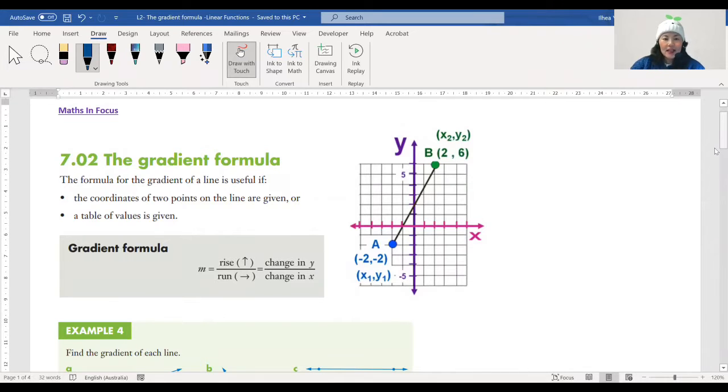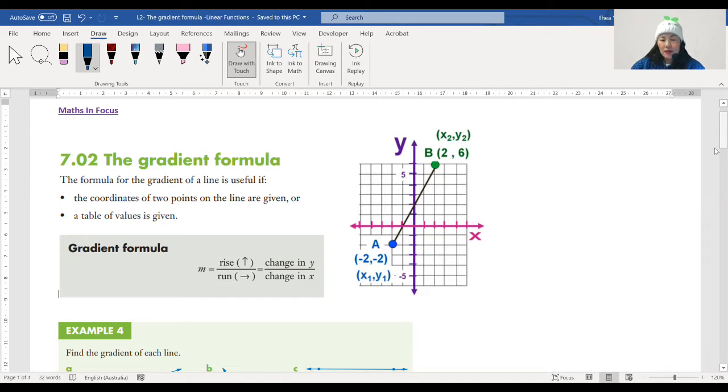Hi guys, today we're going to do a second part of the linear functions, which is called the gradient formula. Okay, so let's have a look at that. It says the formula for the gradient of a line is useful if the coordinates of 2 points on the line are given or a table of values is given. Okay, and then underneath it has a gradient formula.